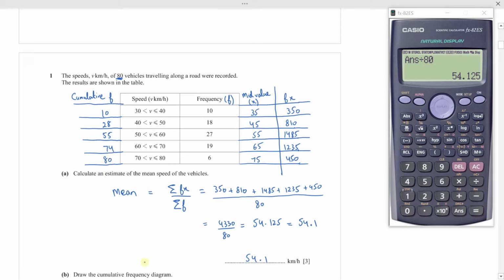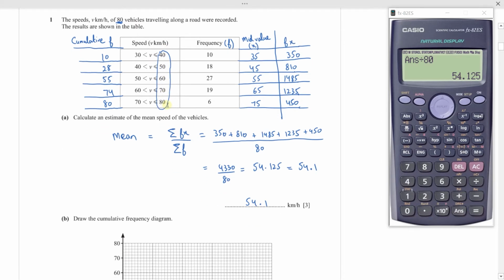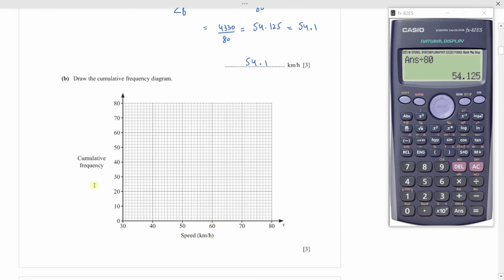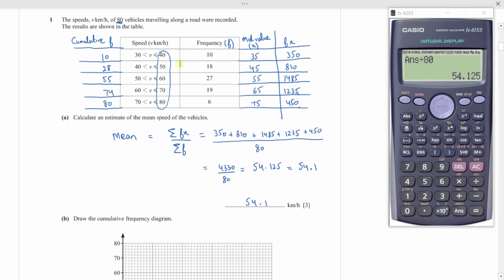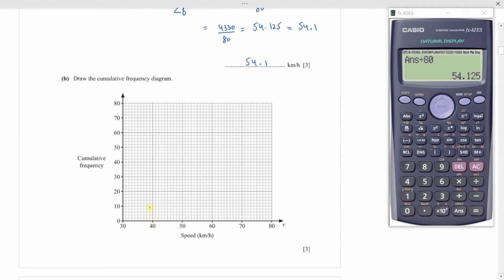Now to draw the cumulative frequency diagram, I will use the upper boundaries of these class intervals. So from this class interval, I will use 40, from this 50. So all the upper bounds for these class intervals will be used. So here on the x-axis you have speed and on the y-axis your cumulative frequency value. So for speed 40, my cumulative frequency is 10. So 40 and 10 will be this point. Then you have 50 and 28. 50 and 28 will be this.